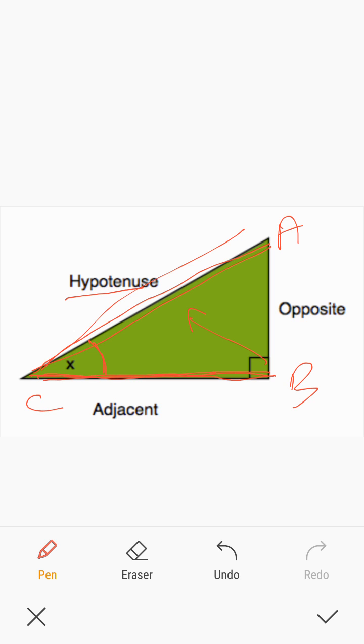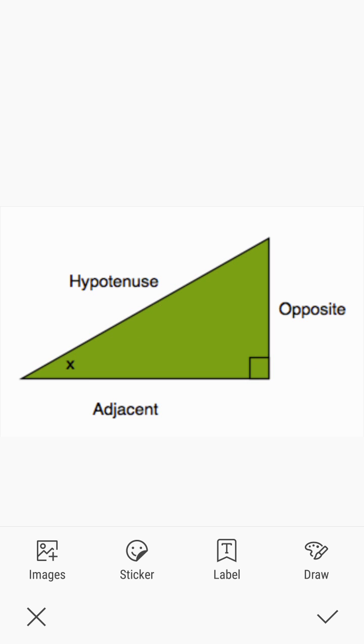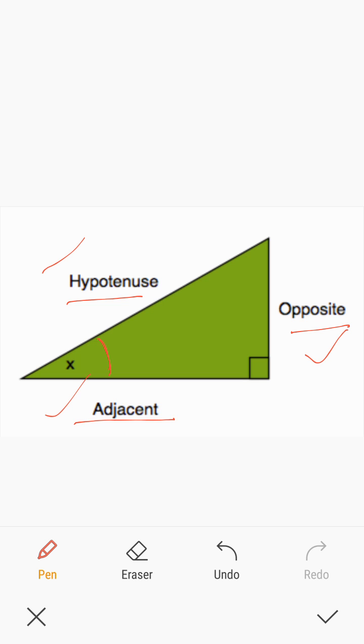And the side AB, which doesn't have any direct connection with the angle, we call the opposite side. So AB is the side opposite to angle x. Remember, in a right triangle, with respect to a particular angle, there will be an adjacent side, an opposite side, and a hypotenuse. Trigonometry tells us the relationship between this angle and any two of these sides.